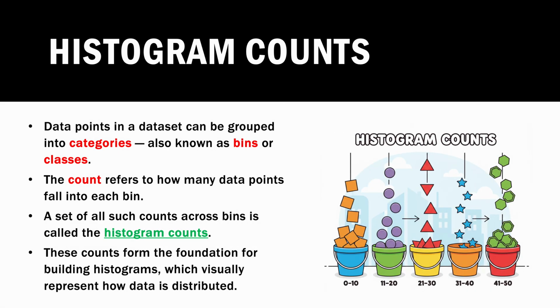When working with data, we often group values into categories, also called bins or classes. Each bin represents a range of values, such as 0 to 10 or 11 to 20. The count tells us how many data points fall into each bin. For example, if 5 data points in our dataset fall between 11 and 20, the count for that bin is 5. When we put together the counts from all the bins, we call this the histogram counts. These counts are the foundation for building histograms, which provide a visual way to understand how data is distributed.